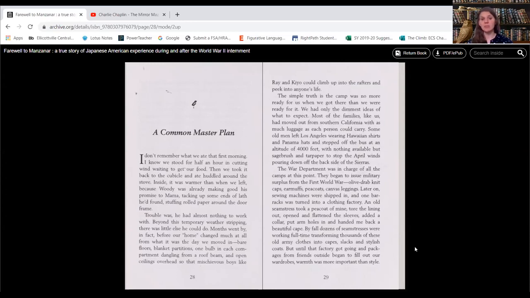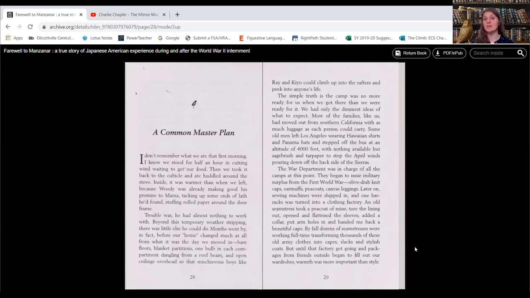Bare floors, blanket partitions, one bulb in each compartment dangling from a roof beam, and open ceilings overhead so that mischievous boys like Ray and Keo could climb up into the rafters and peek into anyone's life. The simple truth is the camp was no more ready for us when we got there than we were ready for it. We had only the dimmest ideas of what to expect.